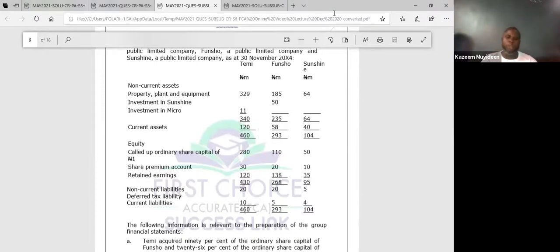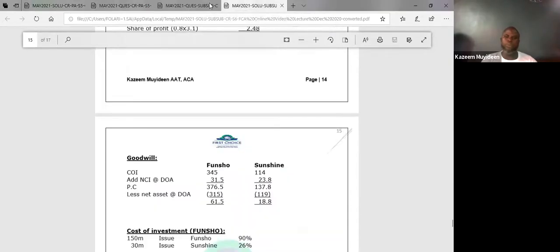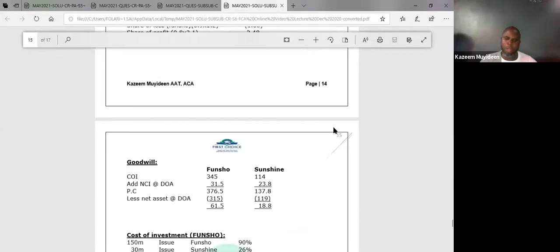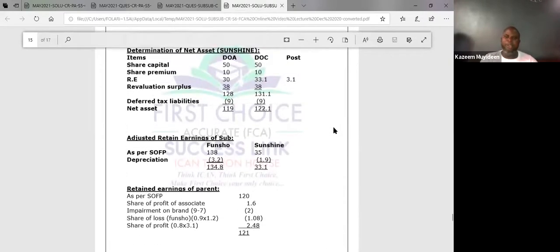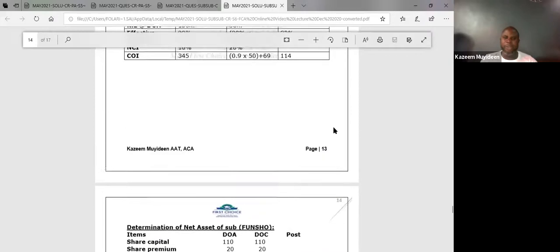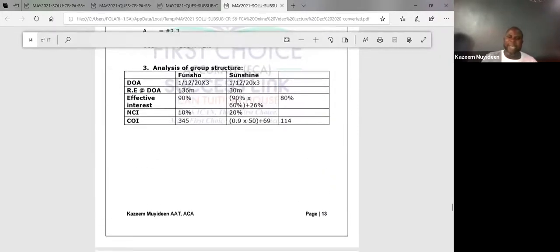Let me show you the solution. The effective interest in Sunshine. 90 times 60%. Look at the table. 90 times 60%. The percentage of the parent is what I will use to account for everything. 90 times 60% plus 26%. It will give me 80%. NCI will now be 20%.